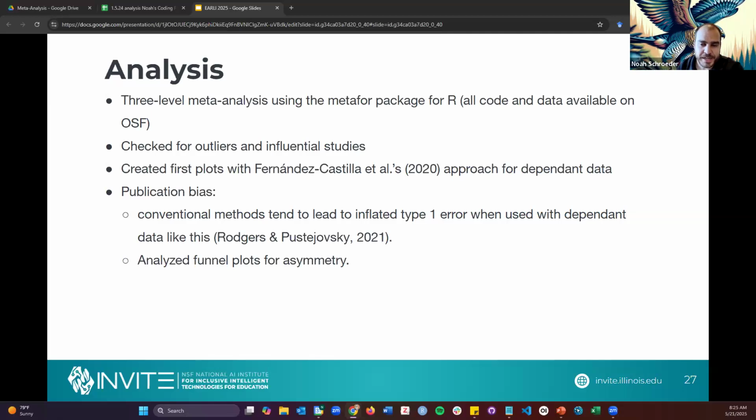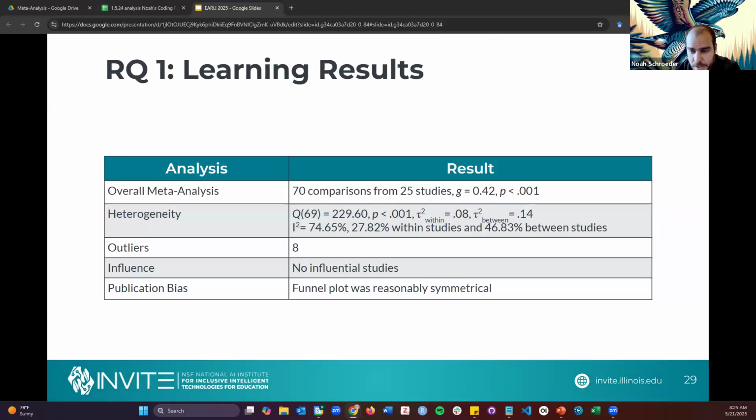So we used a 3-level meta-analysis to do this. We looked for outliers and influential studies. Long story short, a question I always get about 3-level meta-analyses is publication bias. Conventional methods for publication bias don't work well in a lot of 3-level methods, so we ended up using funnel plots that are designed for dependent data meta-analyses. Okay, so let's take a look here.